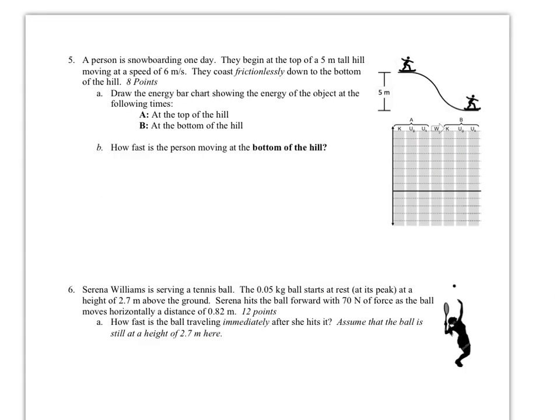All right, moving on to this next one. Now we have a person who's moving at a speed of 6 meters per second at the top of a 5-meter tall hill here, and they go frictionlessly down to the bottom of the hill, and we want to know the speed at the bottom.